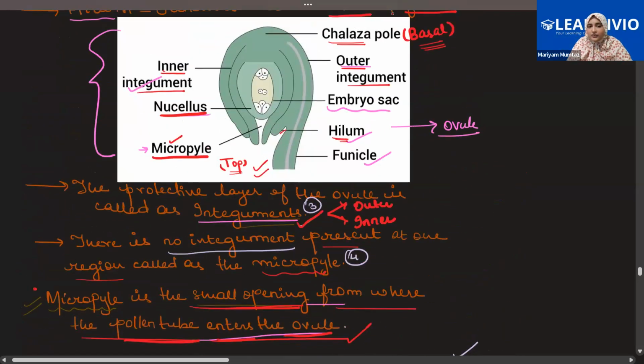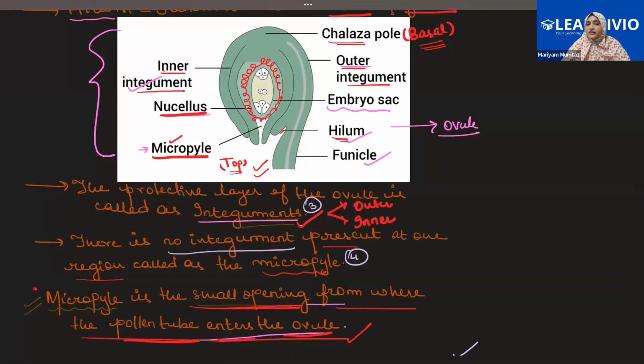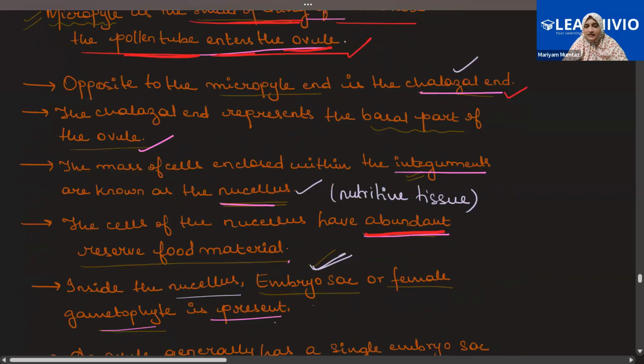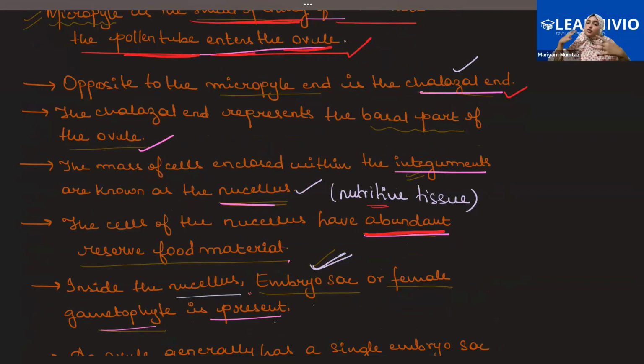Now inside the ovule, there is a mass of nutritive tissue. It's a tissue which is very rich in nutrition so that it can nourish the developing ovule. Okay, so that is nucellus. It is a nutritive tissue. And the cells of the nucellus have abundant reserve food material, meaning they have so much food storage that whenever the developing ovule would need it, it will provide it.